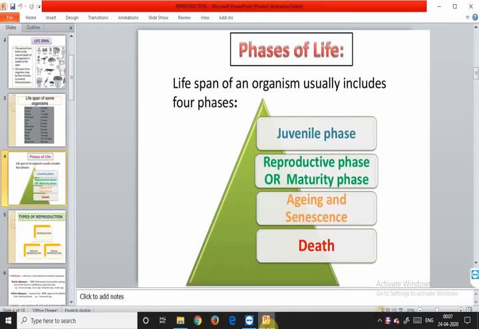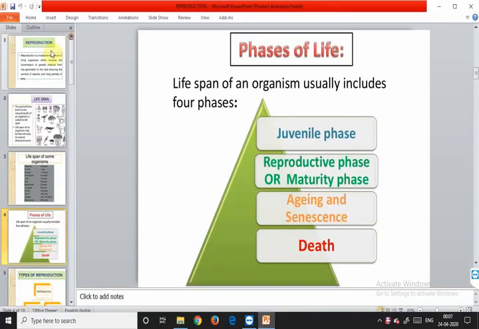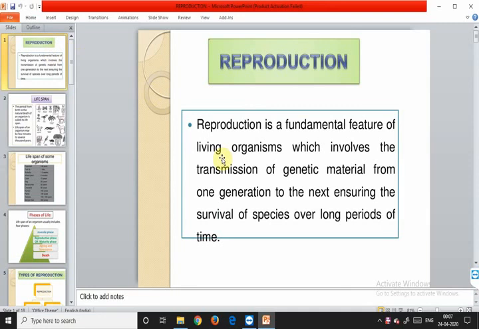Good morning, class. Let's begin with a new chapter, that is reproduction in organisms. So, what is reproduction? Reproduction is one of the most important processes by which each living organism makes a copy of itself. As we all know, there is a very wide diversity of living organisms on this earth: the plants, the animals, and all the living beings.